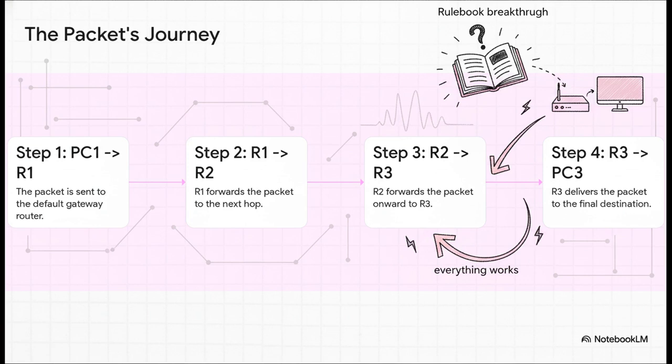R3 looks at its rulebook and, aha, a breakthrough. It realizes that PC3 isn't somewhere else out on the internet. It's right here, on its own local network. So it delivers the packet directly to PC3. The message arrives and mission accomplished. Case closed. Well, at least when everything works.